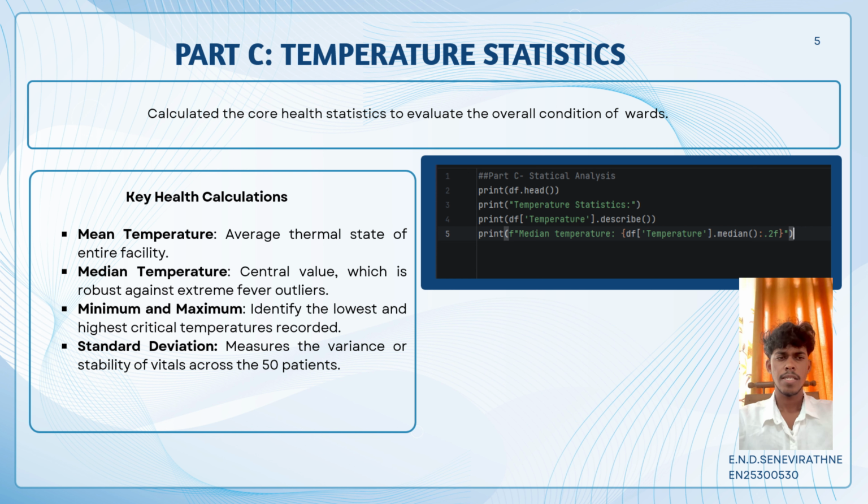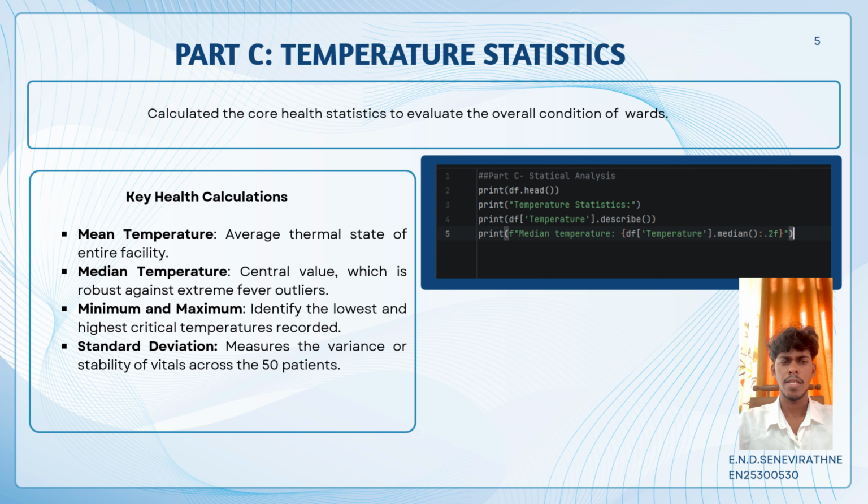Looking at the code snippet, you can see we relied heavily on Pandas. We use the describe function to efficiently extract the mean, the average thermal state, as well as the minimum and the maximum temperatures to instantly spot critical cases. We also utilize the median function to find a central value that safely ignores extreme fever outliers. Now let's move to the next slide.